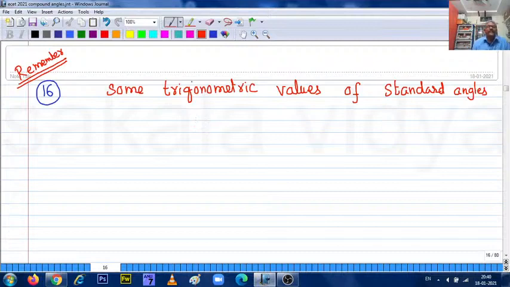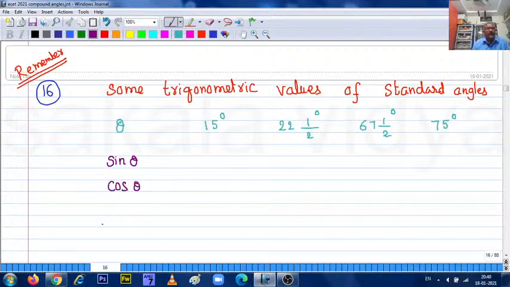Special angles. So first, you make a list like this. This is theta. Next angle is 15 degrees, 22.5, 67.5 and 75 degrees. These also you need to remember. Here you remember this one is sin theta, cos theta, tan theta, cot theta.